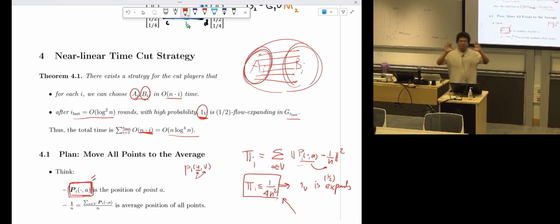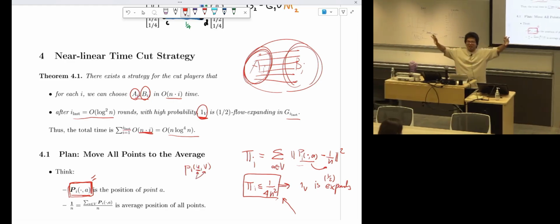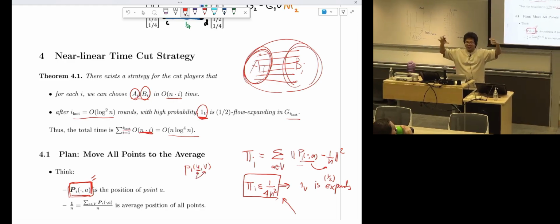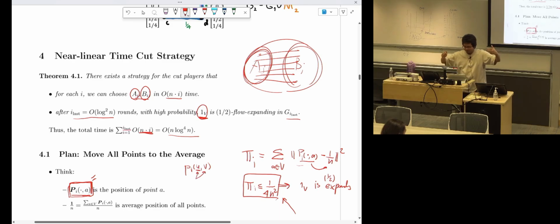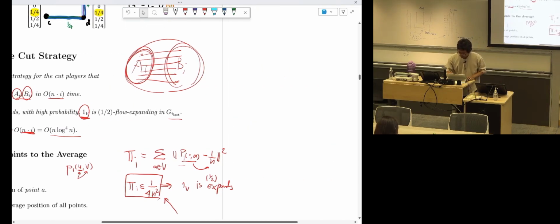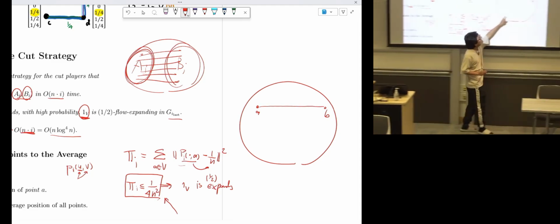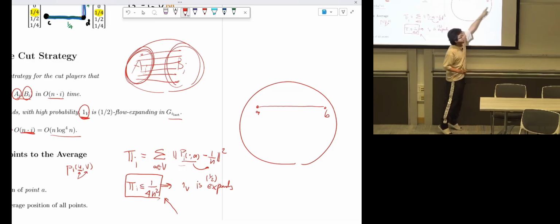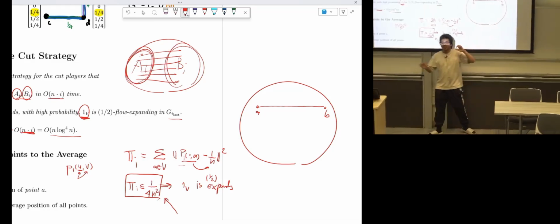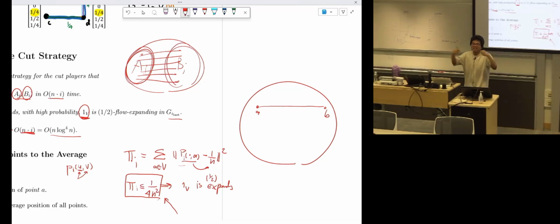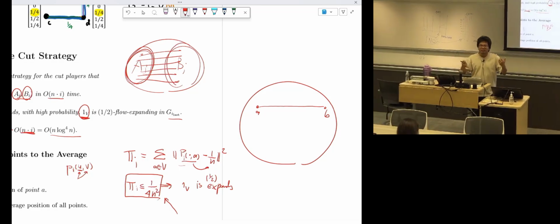We want to choose A_i and B_i that are far away from each other, so that when you, okay, good. Because if this is a point A and this is a point B, and the matching player adds a matching between A and B, then how are the positions of A and B updated? You recall this?